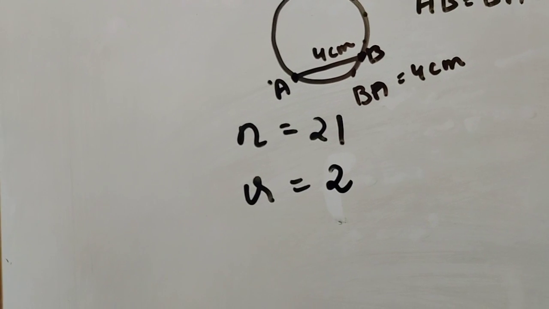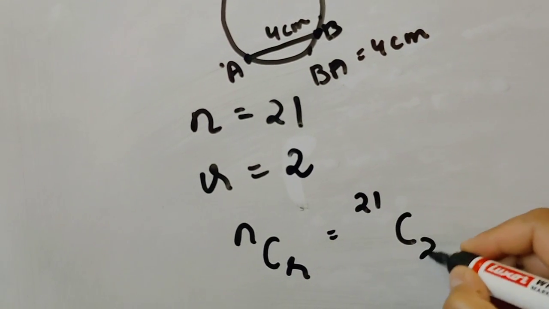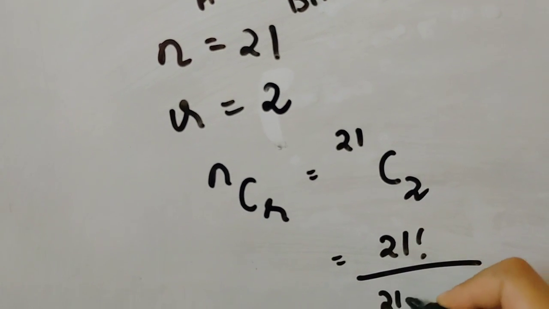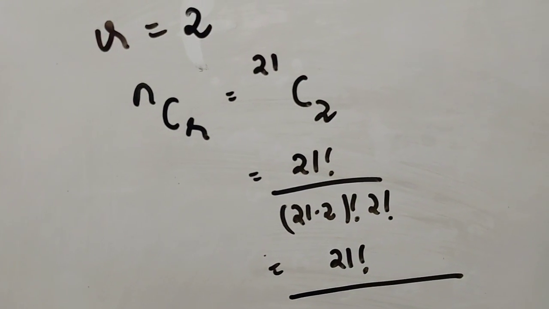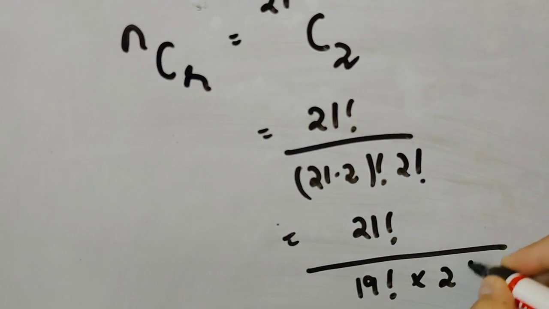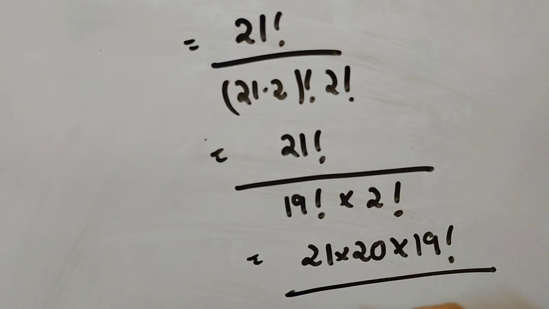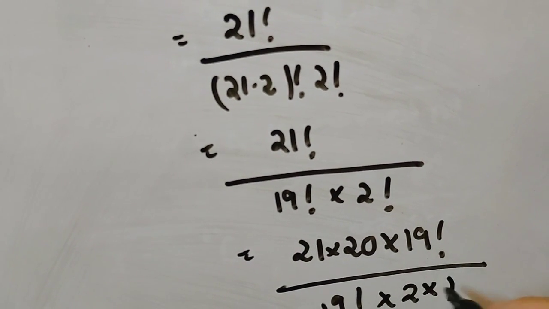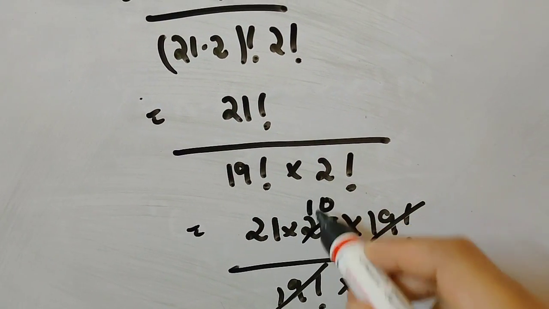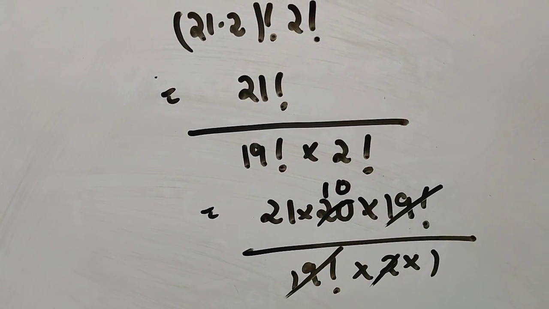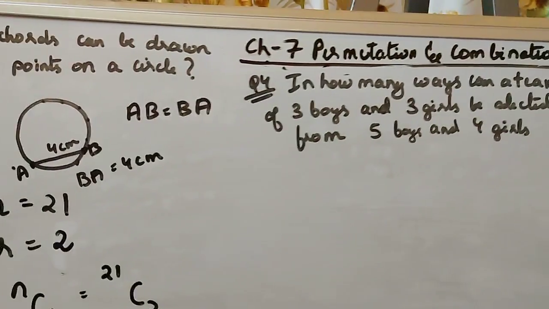Okay, now my formula of combination is nCr. So my n is 21 and my r is 2. Now just apply the formula. 21 factorial divided by 21 minus 2 factorial, 2 factorial. 21 minus 2 is 19. Now 21 factorial can be reduced to 19 factorial, so that this 19 factorial I can cancel, and open the 2 factorial, 2 into 1. So 2 can be cancelled, 2 tens are 20. So 21 into 10 will give us 210. So 210 chords can be drawn through 21 points. Okay, clear?